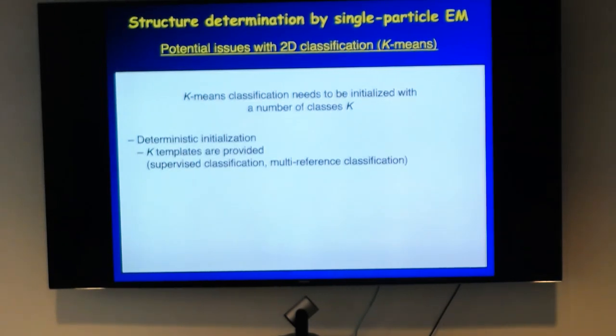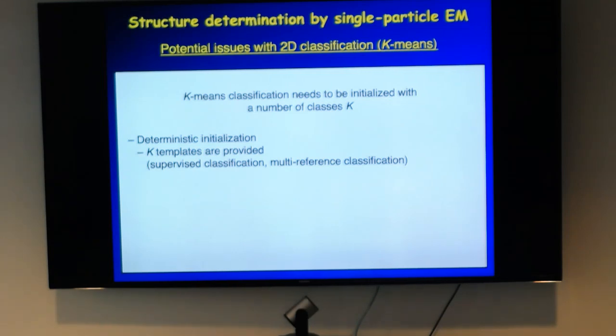And so, the two different ways. I'm not going to talk about k-means itself, but there are basically two ways. In k-means classification, you have to give the program the number of classes that you want to get. So how do you get these classes? How do you provide the references for that? One way is that you just give a number of templates and tell the program to classify into these classes. This is also called supervised classification or multi-reference classification.